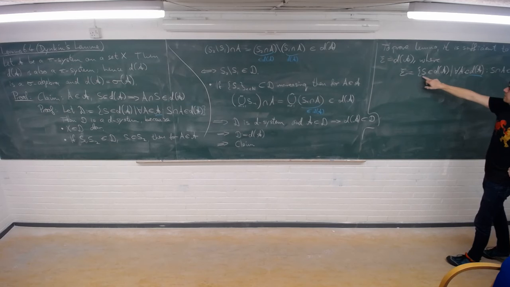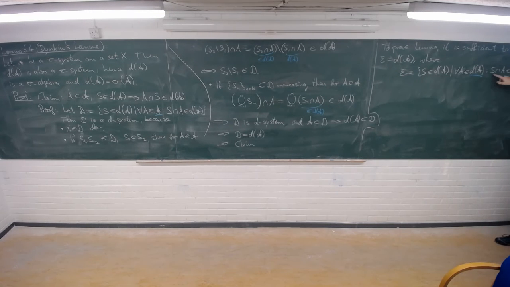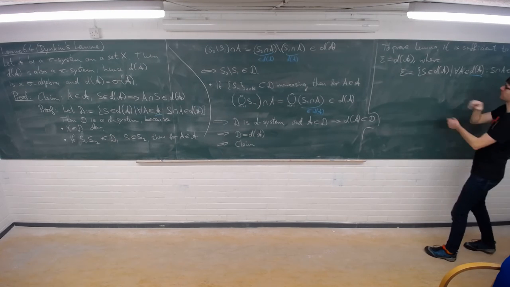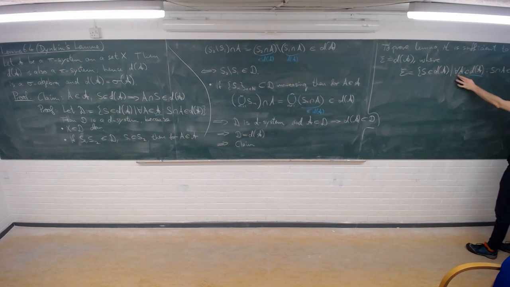And now let's look at the definition of the set E. E is the set of all S in D of A such that the intersection of S with an element of D of A is again in D of A. So it's the set for which this condition that we want to have for a pi system is satisfied, more or less. So if this condition is satisfied for every S in D of A, then D of A is a pi system, right?